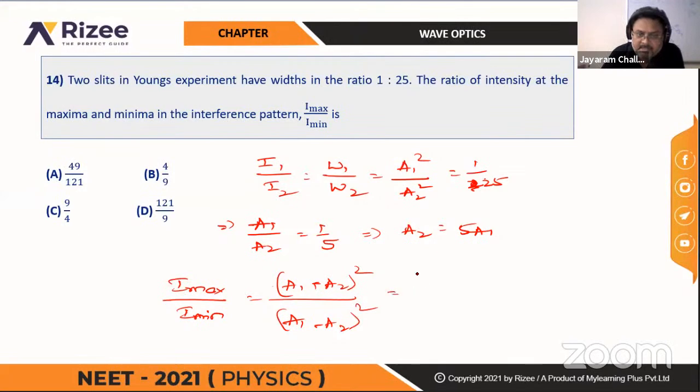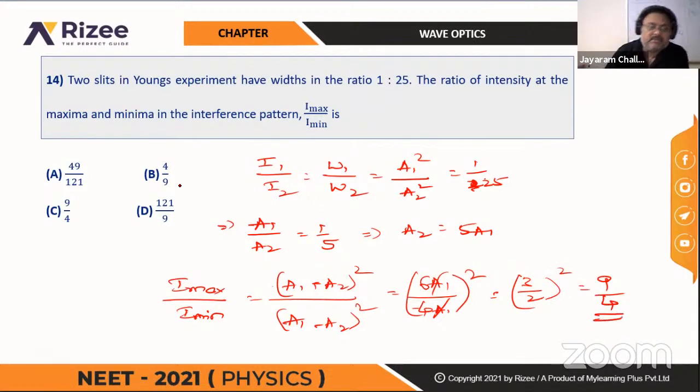So if I replace this one, this will become A1 plus 5A1, that is 6A1, and A1 minus A2 is 4A1 with a negative sign. Obviously there is a square on them. So it will be how much? 3 by 2 whole square. In the sense it should be 9 by 4. So this should be your option.